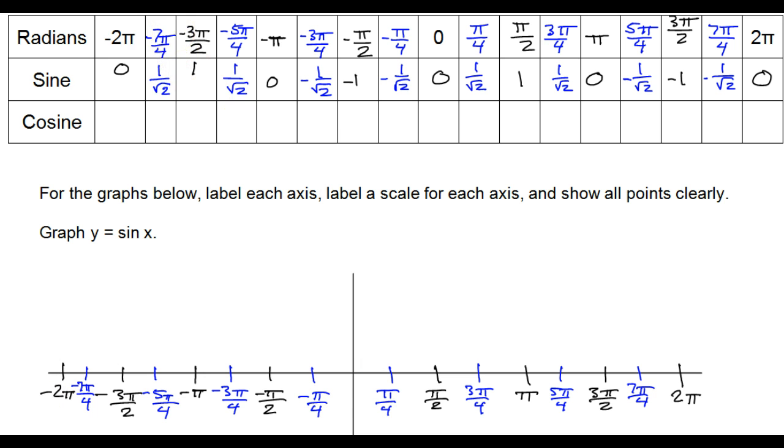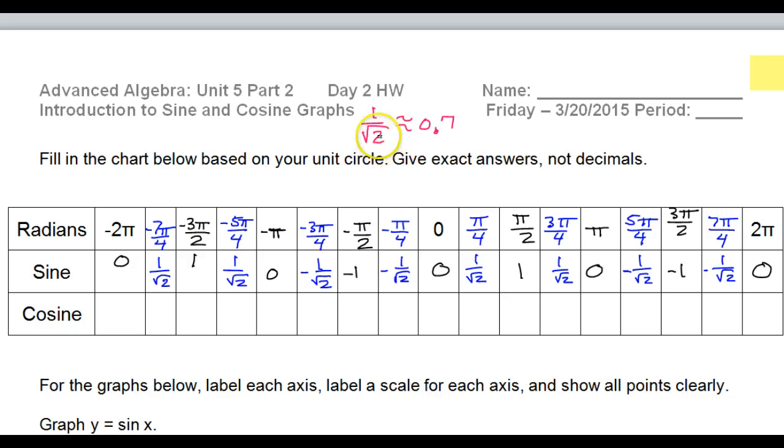Okay, to do our scale on the y-axis, we have our x-axis and our y-axis. It's useful to look and see what's the highest number and what's the lowest number that we reach. Looking at these values, I see 0, 1 over radical 2. How big is that as a decimal? I just put it in my calculator, and 1 over radical 2 is approximately 0.7. So it's more than half.